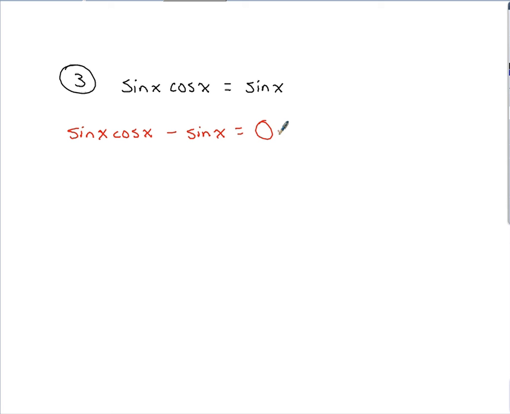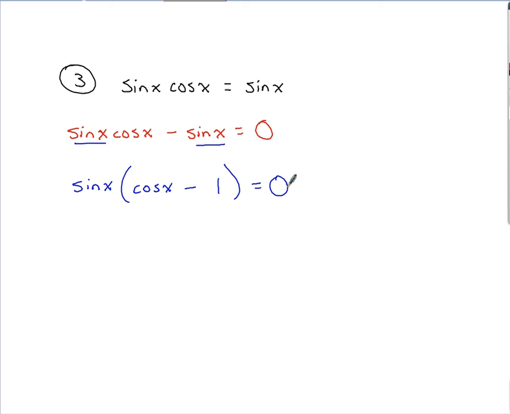Got a couple of trig functions, get them to one side so you can do some kind of factoring to separate the ideas. Now that everything is on one side, recognize we have a sine of x present in our 2 terms. We will take that out, and what will be left, now that we've factored that out, is the cosine of x from the first term minus, well, we took the sine of x out here, so 1 from the second term. Had 2 terms to start, need 2 terms here. That equals 0.